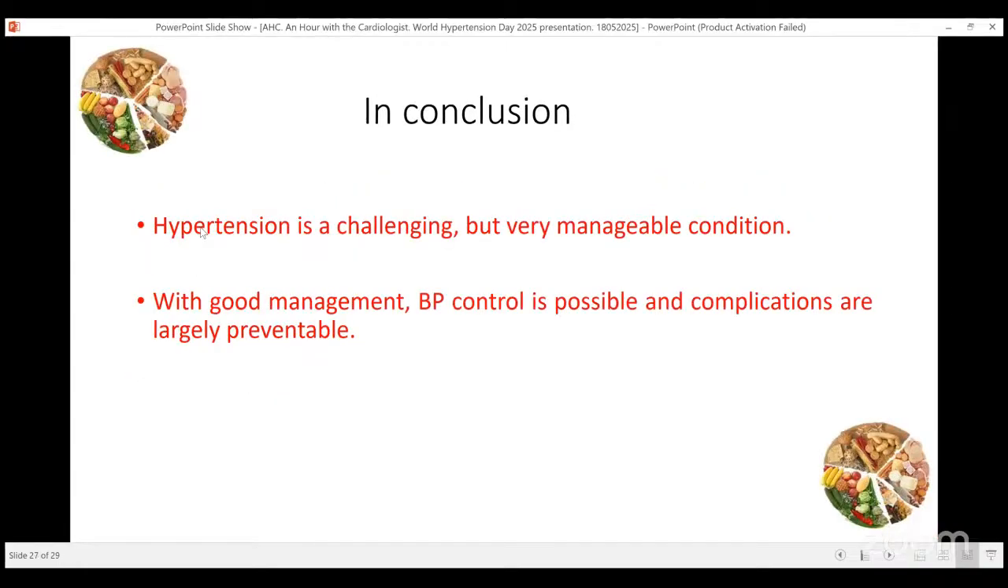In conclusion, hypertension is a challenging but very manageable condition. Measure your blood pressure accurately, control it, and live longer. With good management, blood pressure control is possible and complications are largely preventable. And when complications are prevented, the quality of life increases, and the chances of living longer are highly increased. We'll stop there for today.